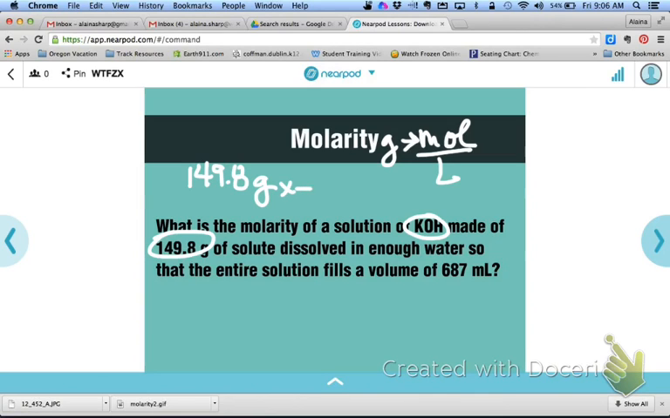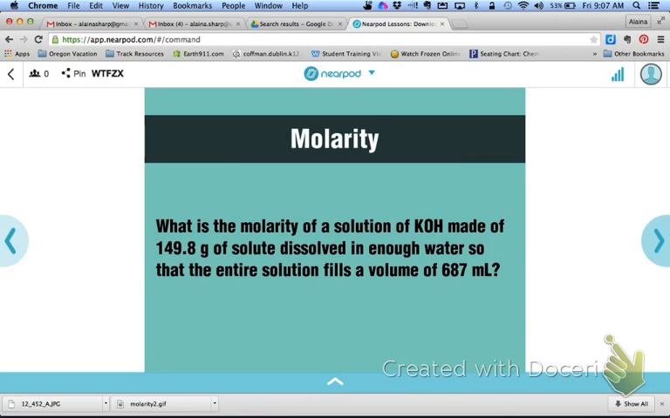And in order to do that, I need that conversion factor, which is the molar mass of KOH. So I look at my periodic table, KOH would be 39.1, and there's only one of them, plus 16 for my oxygen, and then hydrogen is going to be 1.01. And if I add those up all together, it comes out to be 56.11 grams per mole.